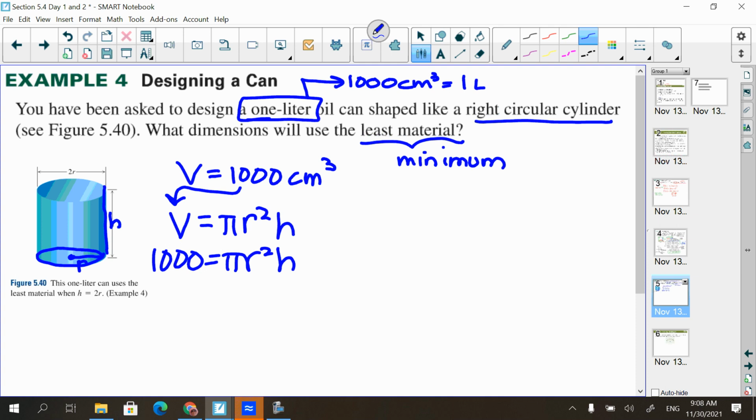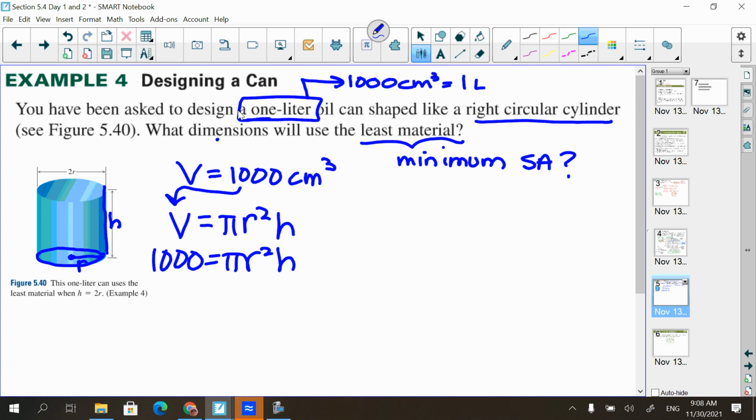Okay, now let's keep reading. What dimensions will use the least amount of material? That's not talking about volume. Volume is talking about making the container. It's talking about the surface area. So this is the minimum surface area, is the question, not the minimum volume. And that's where you've got to really keep it separated as you read these problems.